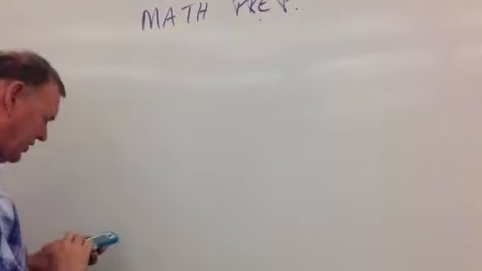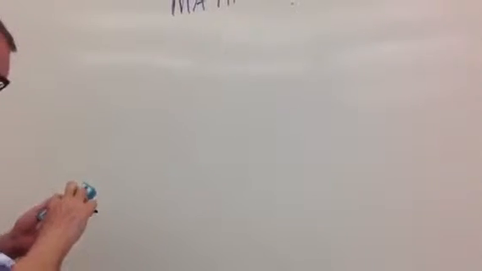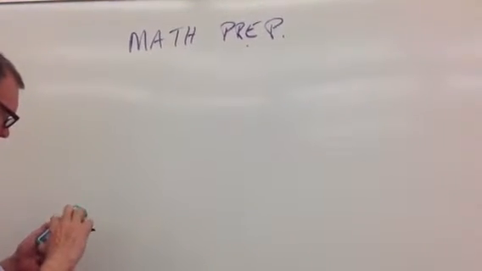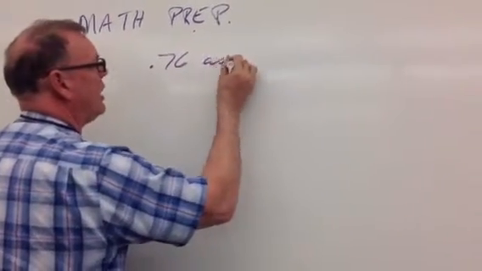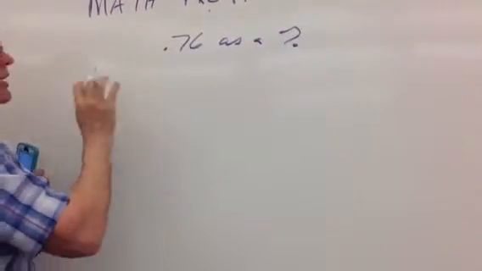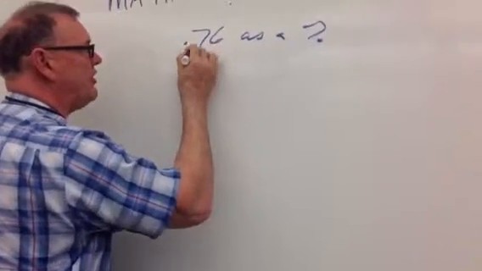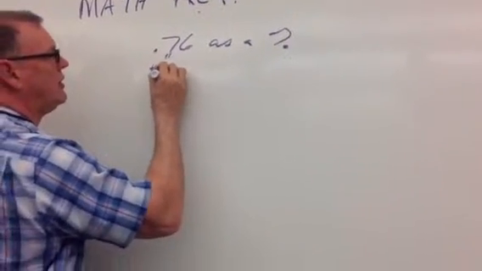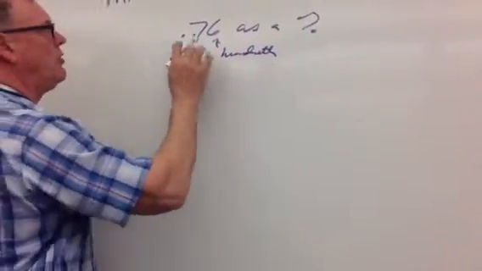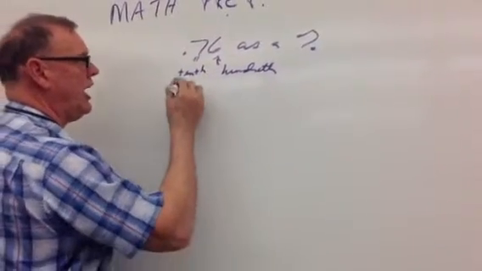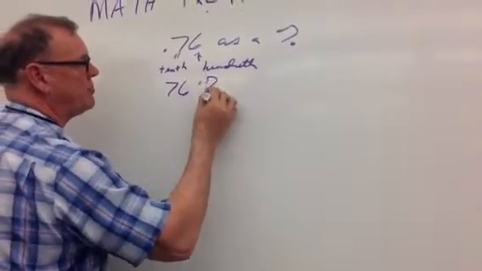Okay, on the test, number 22. And on number 22, it says, what is 0.76 as a percent? Well, this is very similar to the problem we did just a couple ago. This is the 10th spot. This is the 100th spot. So we know that that's 76 hundredths. And 76 hundredths means 76 out of 100, therefore that must be 76%.